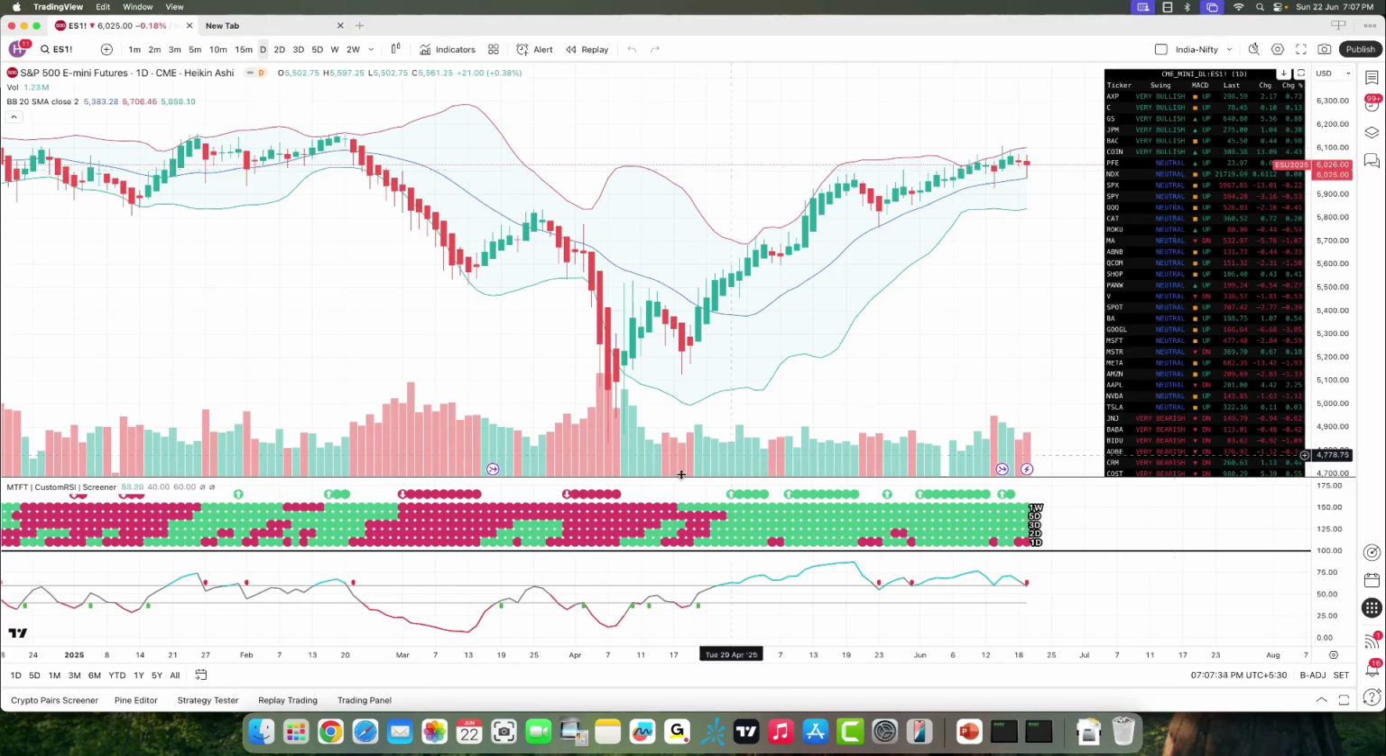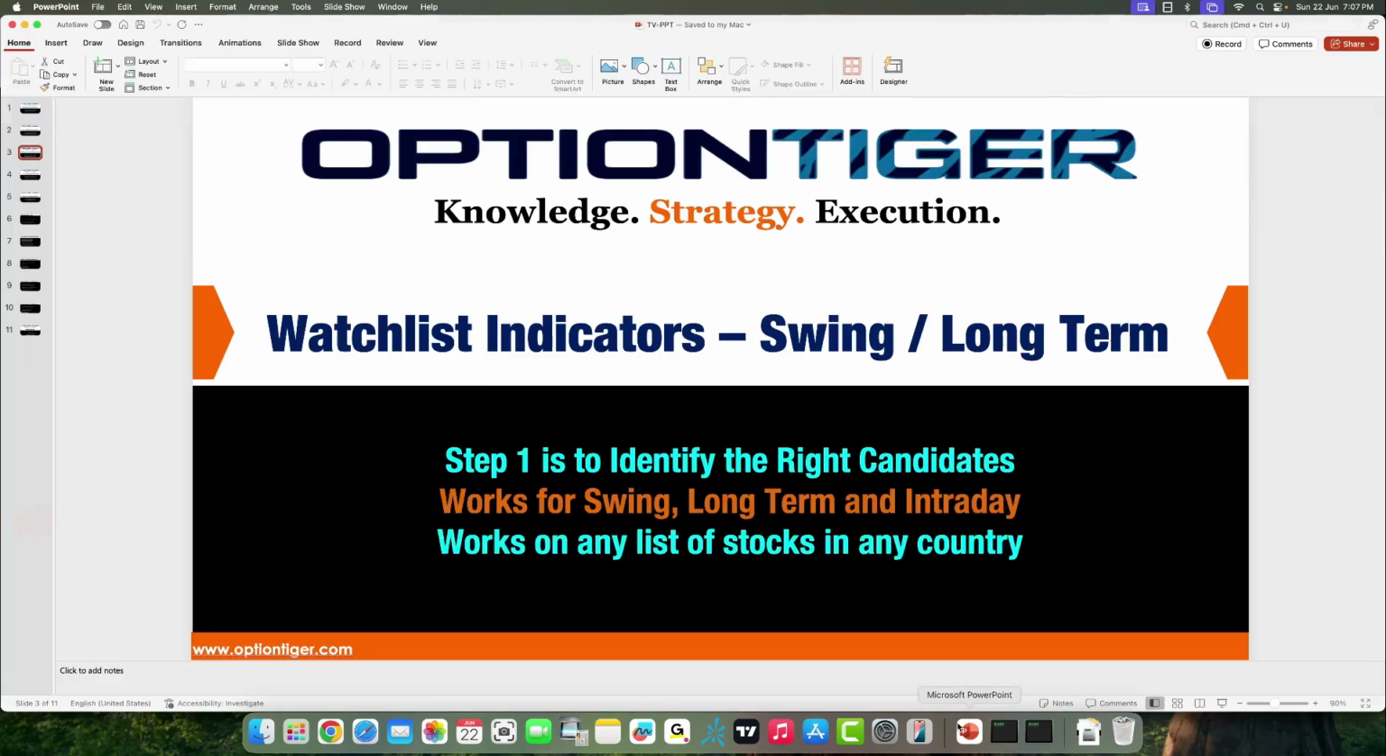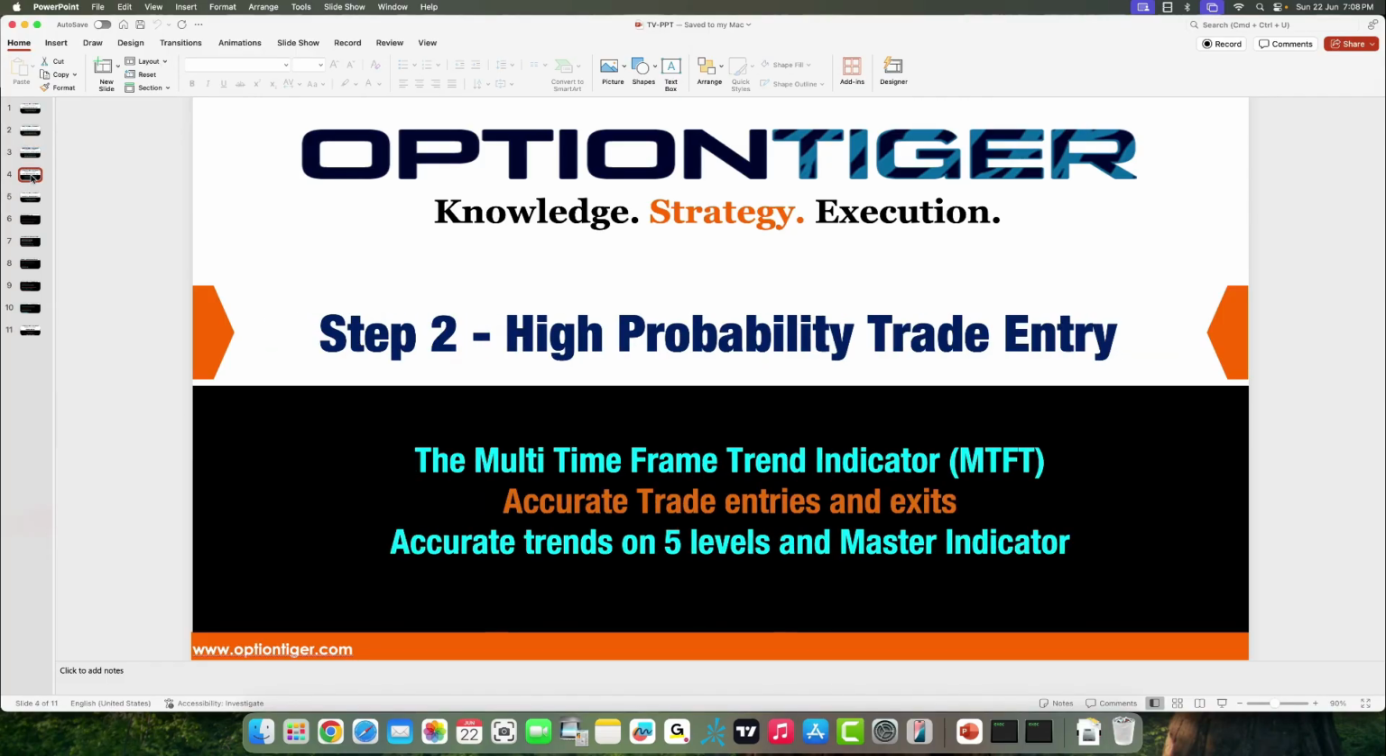The second indicator, of course, is the MTFT, the multi-time frame trend indicator. This helps you in getting in and getting out of the trade. So if you go back to the presentation, the watch list indicator is step 1. It tells you which is the right candidate, regardless of whatever time frame you're trading on, and regardless of any stock in any country. So all of these will work on the watch list. As long as you set up your watch list, that's all you have to do.